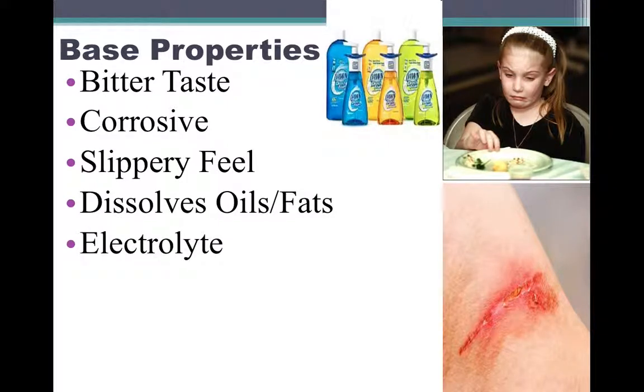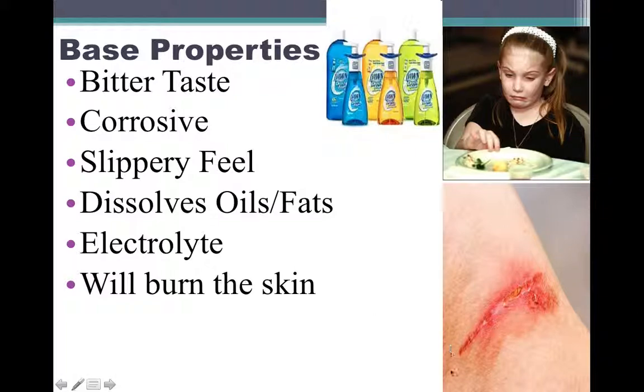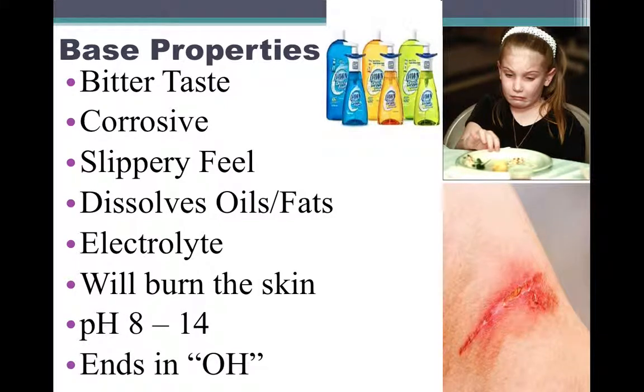Another one, it's an electrolyte just like acids. Again, we'll try base solutions and see if they can produce electricity with the conductivity tester. Also it burns the skin, but notice it's not as severe a burn as it is with the acid. And also the pH scale is from 8 to 14. And lastly, the compound ends in OH.